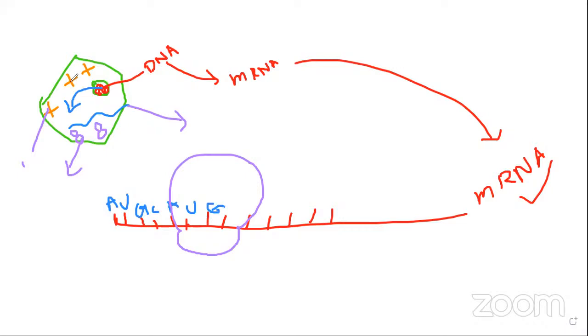Here, the tRNA is present somewhere else. I give different colors so you can understand. Just imagine the tRNA is present here in the cytoplasm. What will it do? You know exactly. This is the anticodon loop.